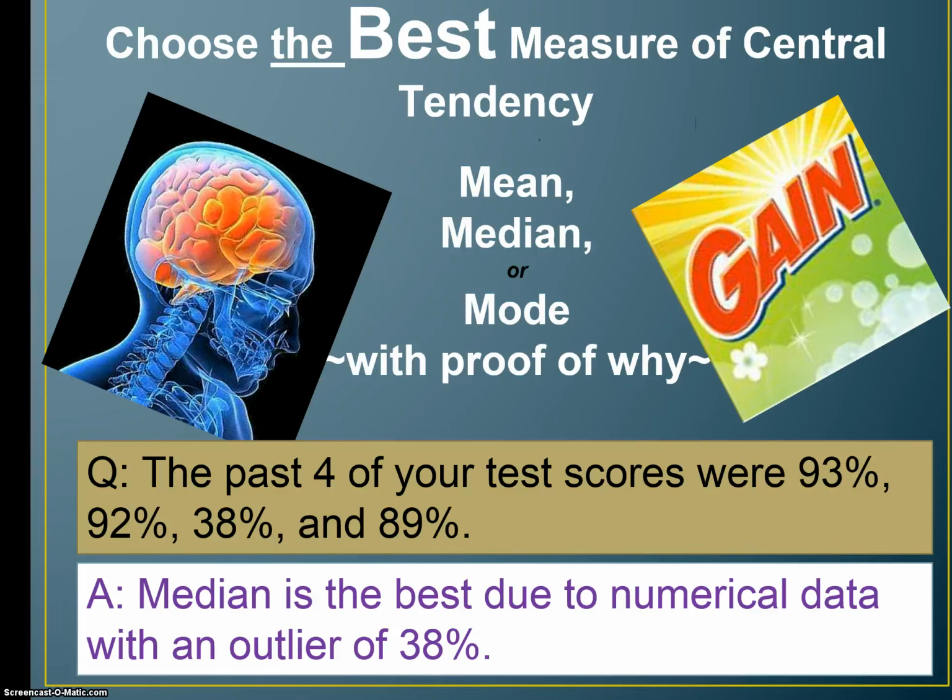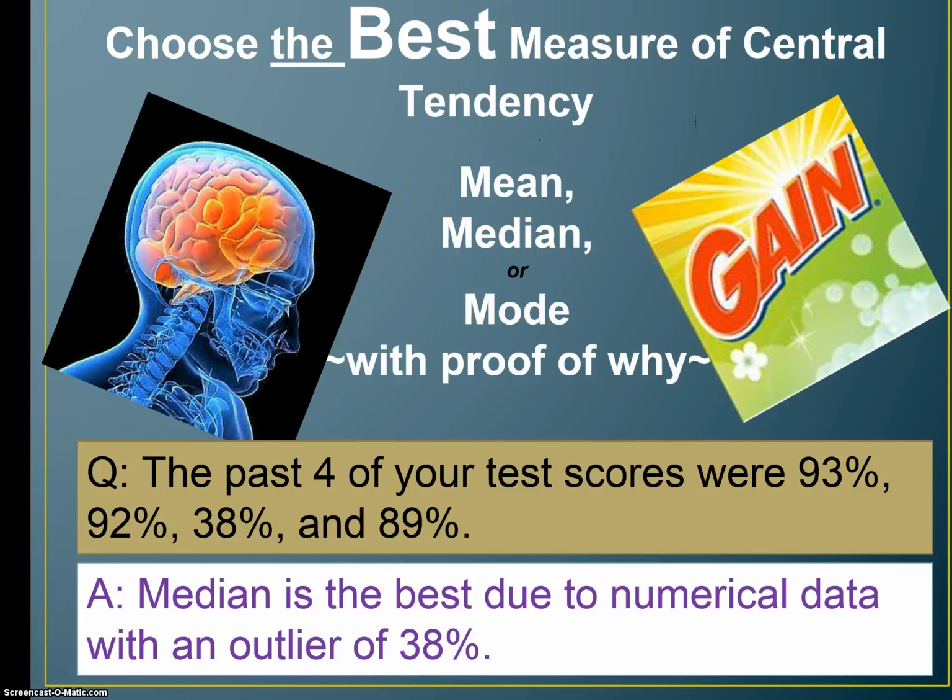So here are some questions with answers. You want to choose the best measure of central tendency. If the question was, in the past 4 of your test scores were 93%, 92%, 38%, and 89%. Looks like you have an outlier, an anomaly. Your 38% isn't your usual score.